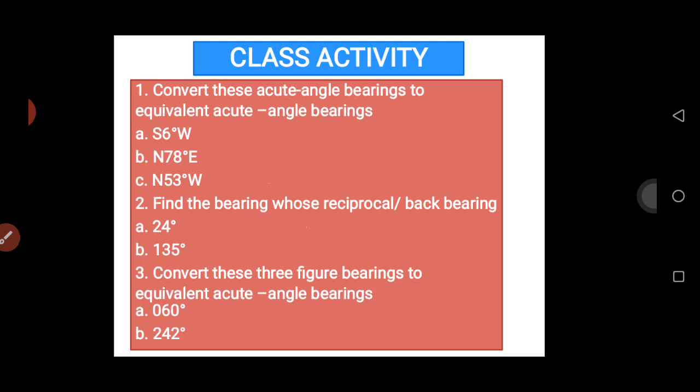So today you have 3 class activities, please, which I'm expecting latest by Thursday to submit. You have question 1, convert this acute angle bearing to equivalent three-figure bearing. Now the next one is find the bearing whose reciprocal or back bearing is 24 degrees, 135 degrees. Then convert these three-figure bearings to equivalent acute angle bearing.